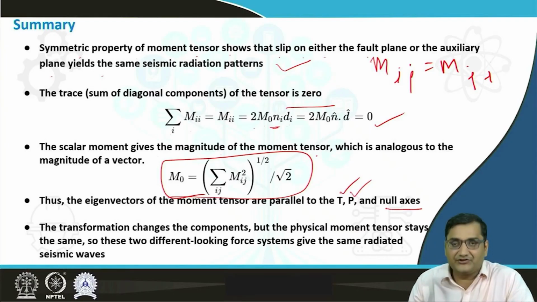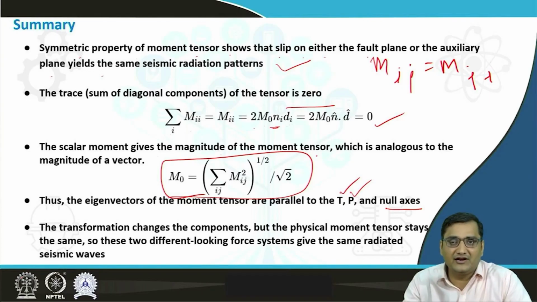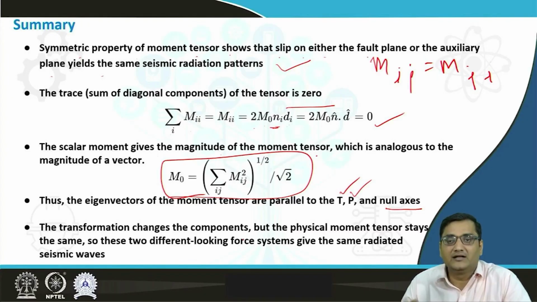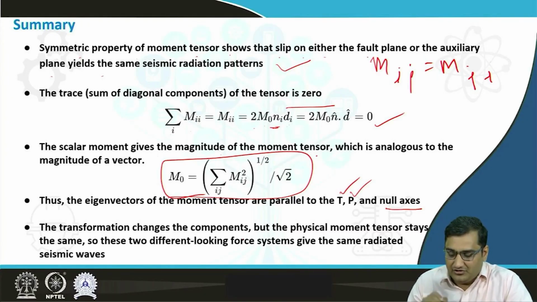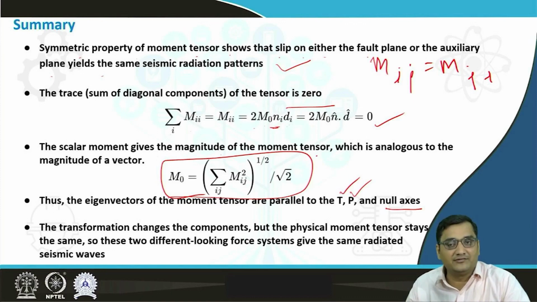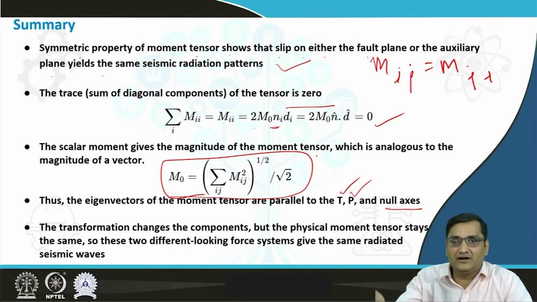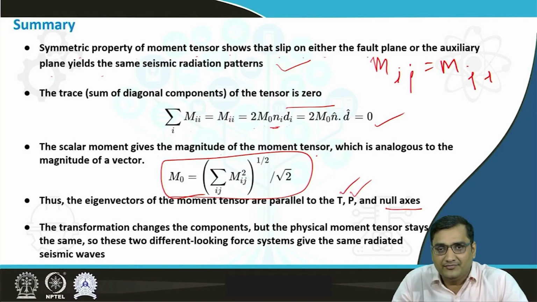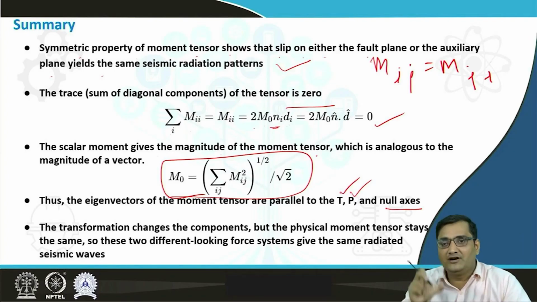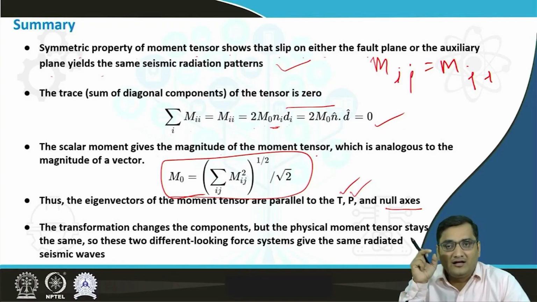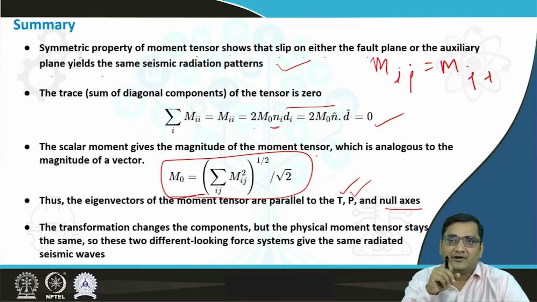The transformation, the rotation that we were talking about, changes the components, but the physical moment stays the same. So these two different looking force systems give the same radiated seismic waves. Either you have the original coordinate system or the transformed coordinate system; in both systems, the physical moment of the tensor will remain the same. That means the radiated wave pattern will also be the same in both coordinate systems. It will remain intact.